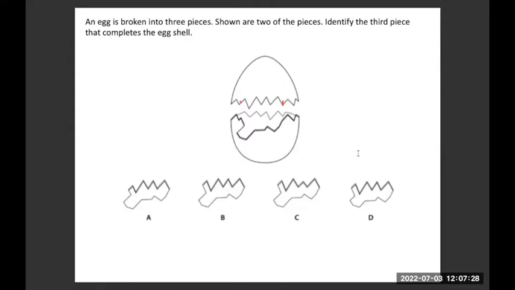So any suggestions? How do we do this? What is the correct one here? Option.